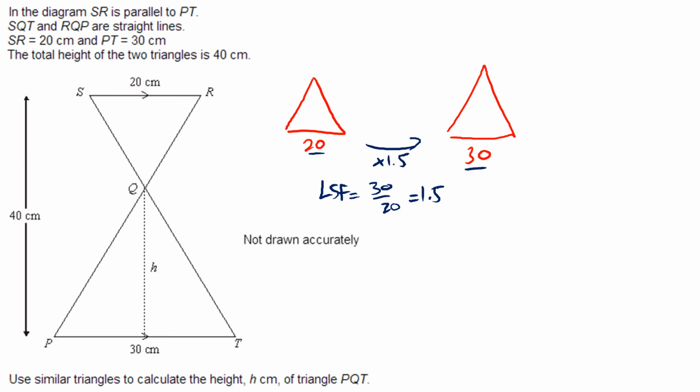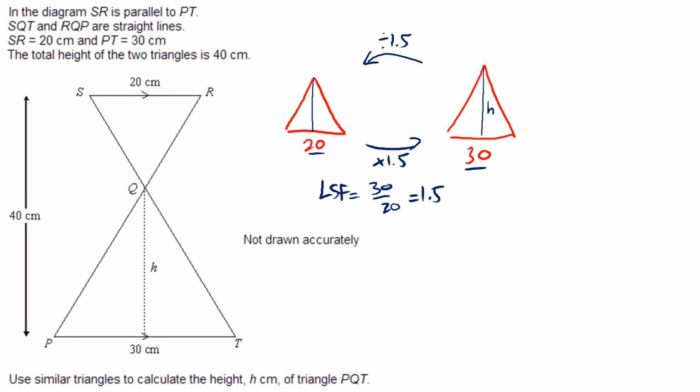Well, we can say that this distance up here is h, because it tells us on the diagram that it is. And we know if we divide that by 1.5, we'll get the value that's inside the other triangle. So we get, if we do h divided by 1.5, so what's the same as dividing by 1.5?